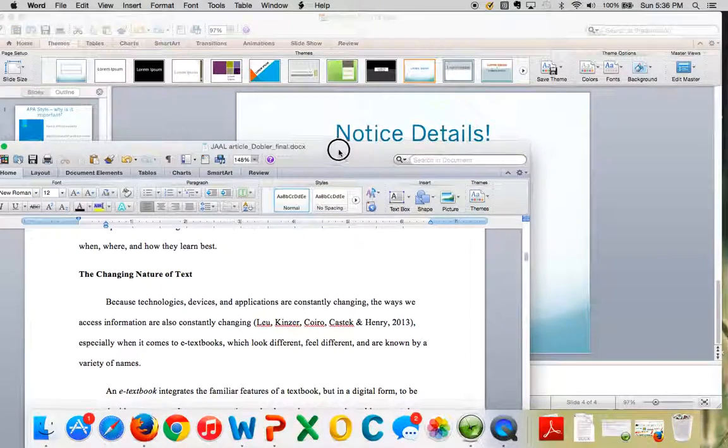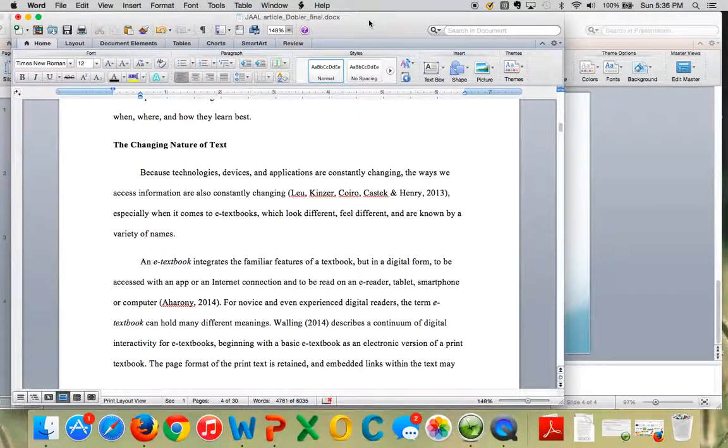So I'm going to head to an article that I have here. This is an article that I wrote. This is the last version before it was published. And I want to just take you through and give you some really specific examples. The article itself is about reading digital textbooks, but that's not important. We're going to focus on citations. So first, let's start with citing within the text.